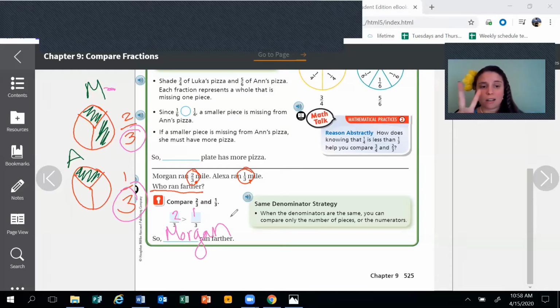So our first strategy today was look at the empty spots in our drawings and the pieces that are missing. Our second strategy is to count the pieces if they have the same denominator. This does not work if it has the same numerator because the pieces will be different.